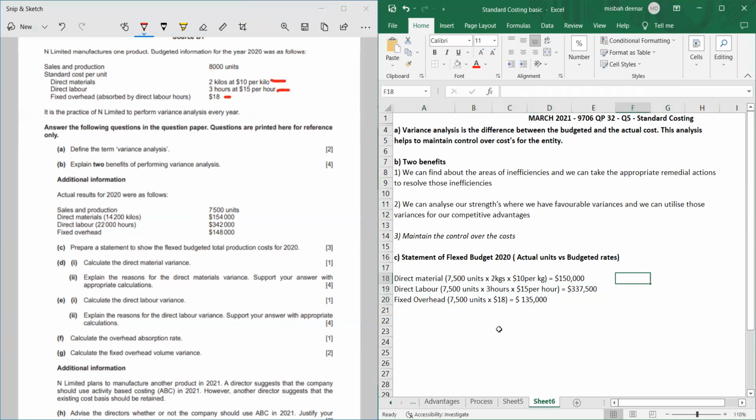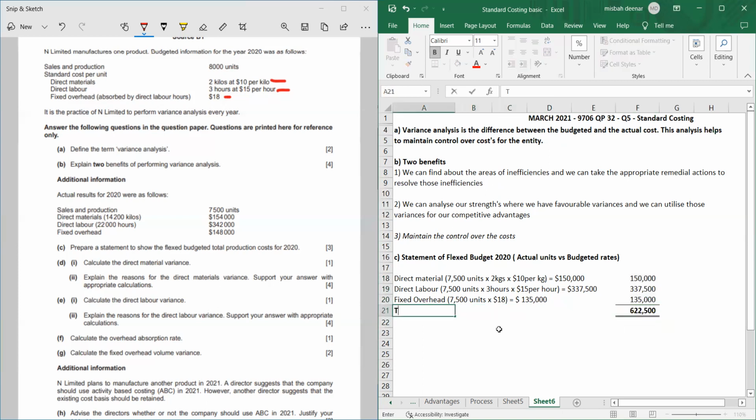So here 150, 337,500, 135,000. So a total of 622,500 is the total cost of production as per the statement of flex budget.